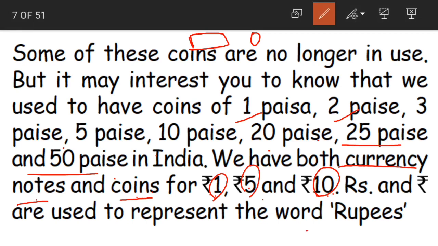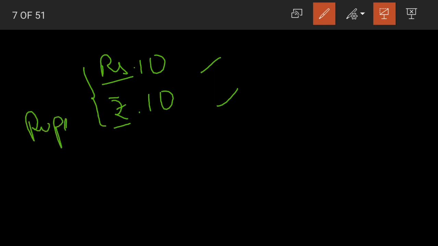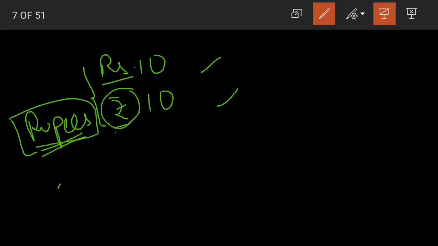And how do we represent the word rupees? This RS or the symbol. If I write like this, rupees 10 or like this, both are correct. These RS or this symbol both are used to represent the word rupees. For example, rupee is the currency used in our country, that is in India. In India, whenever we have to pay some money, we pay in rupees, and this is the symbol of rupees.